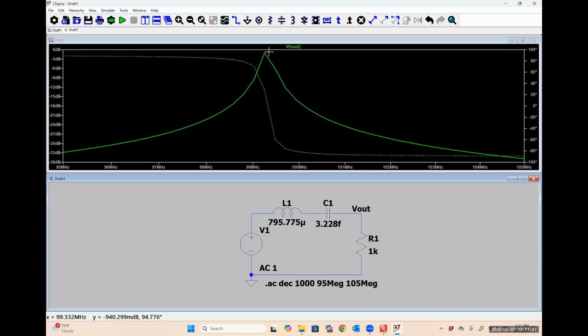it looks like the peak value of my filter's output never actually gets up to 0 dB. What does 0 dB correspond to? Anybody know? So the dB is definitely for decibels. So 20 log of what is going to give me 0? 1. Okay, so 0 dB literally corresponds to my output voltage and my input voltage being the same thing.